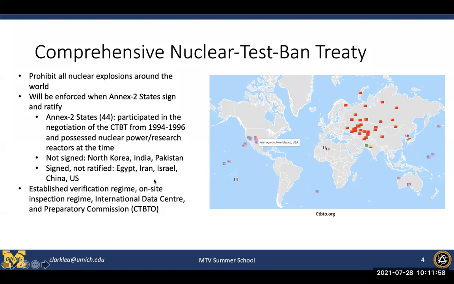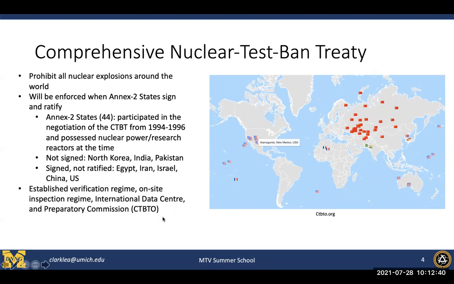And this treaty established a couple of important things. It established a verification regime for country compliance and an on-site inspections regime where scientists actually go in and collect data from an area if there was suspicious nuclear activity or events taking place there. It also has an international data center, which holds all of the data from the different monitoring systems set up for the verification regime, and it can be processed and distributed to scientists all around the world. And the CTBTO was also created to promote this treaty and run all of these previous things that I mentioned.